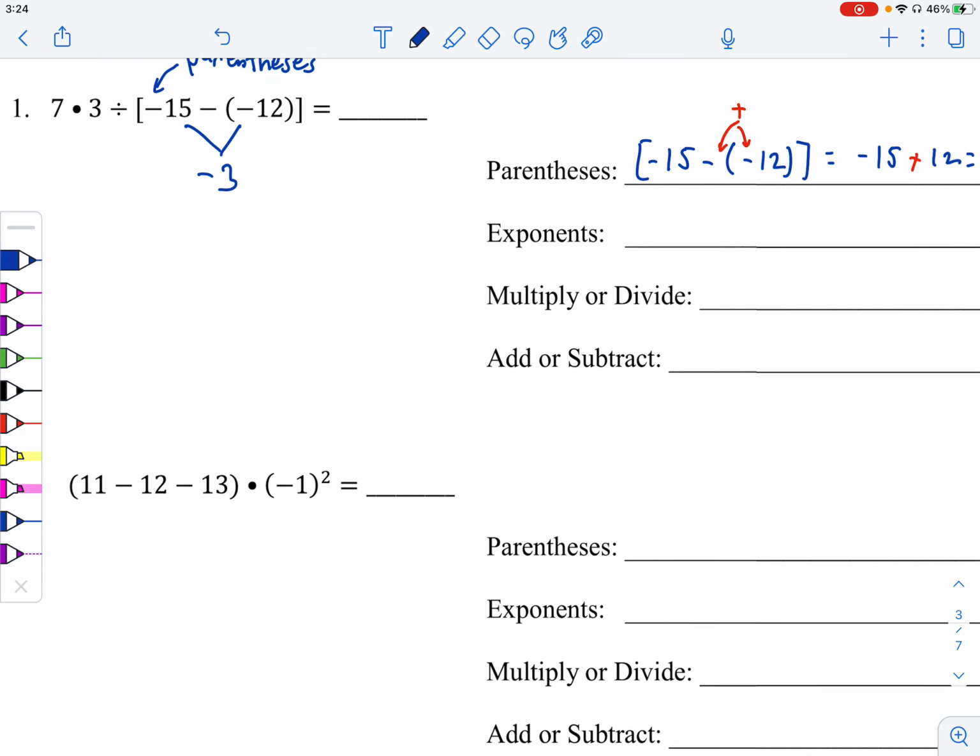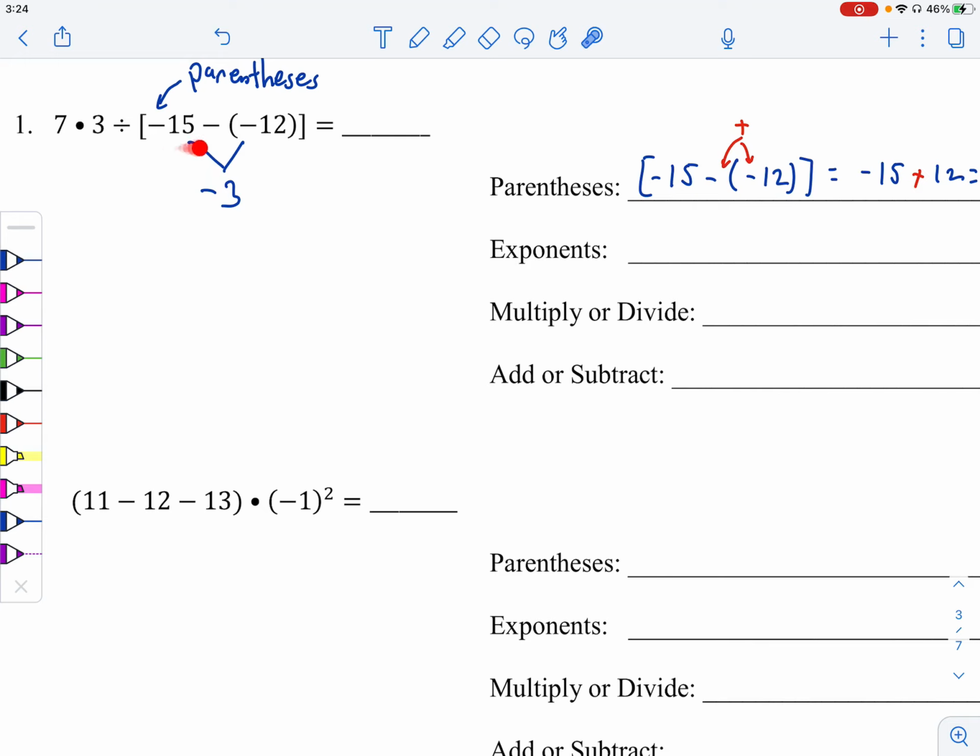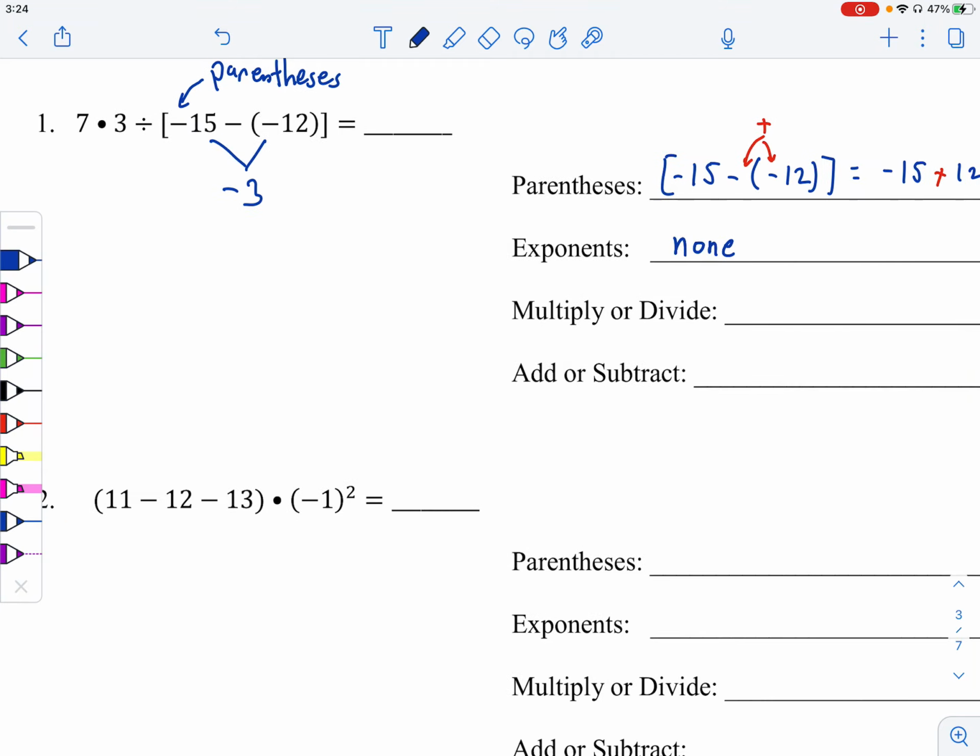Okay, when you go to exponents, do we have exponents? No, we don't, right? So this is none. There's no exponents. Multiply or divide. Okay, so we gotta bring out everything first. So bring out all of it, all of it. 7 times 3 divided by what was in the bracket, which is now negative 3. So multiply and divide. We do have multiply, we do have divide, and we go left to right.